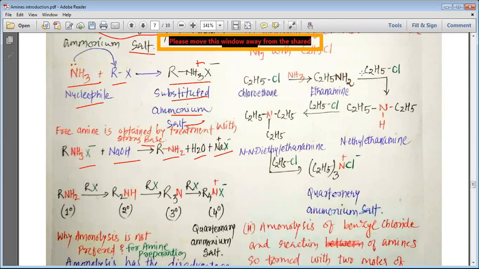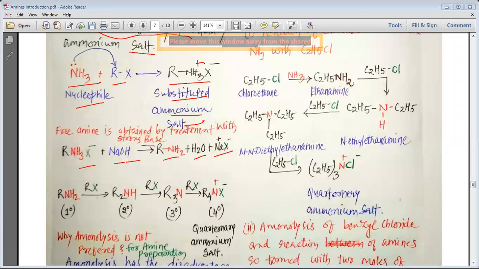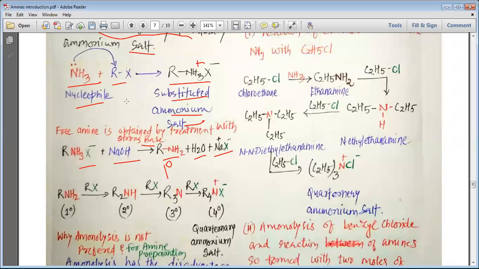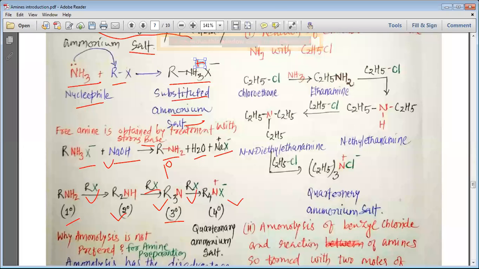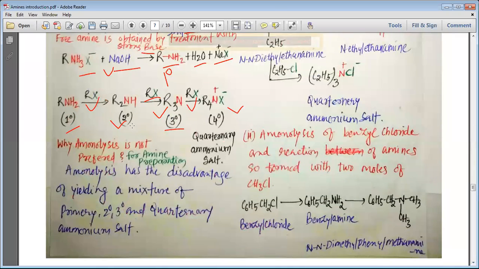So this is how, my dear students, we understand that the primary amine is formed. So first, in the sealed tube, when the alkyl halide and ammonia react with each other at 373 Kelvin temperature, first we get the substituted ammonium salt. This substituted ammonium salt, when it is treated with base, we get the primary amine. This primary amine, when it reacts with the alkyl halide, gives us the secondary amine. Secondary amine, when it reacts with the alkyl halide, gives the tertiary amine. Tertiary amine reacts with the alkyl halide, it gives us the quaternary ammonium salt. So this is how we understand the reaction.